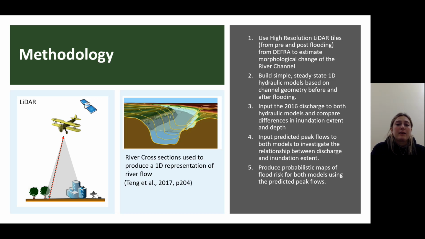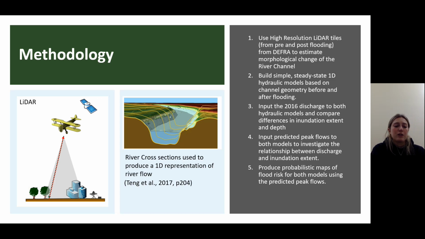From this data, steady state 1D hydraulic models will be used, inputting river channel geometry and boundary conditions before and after the floods. The river discharge from the 2016 floods would then be input to both hydraulic models to have a predicted inundation extent and depth. And then predicted peak flows would also be input into both the hydraulic models and probabilistic maps of flood risk produced for both. And then these results can be investigated to see the threshold and the change in flood risk.